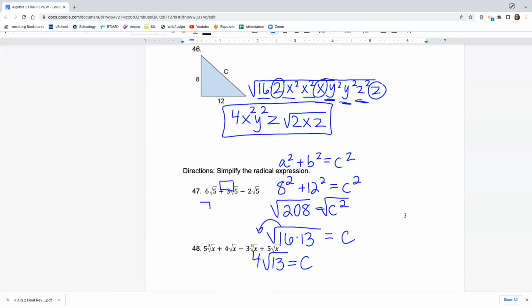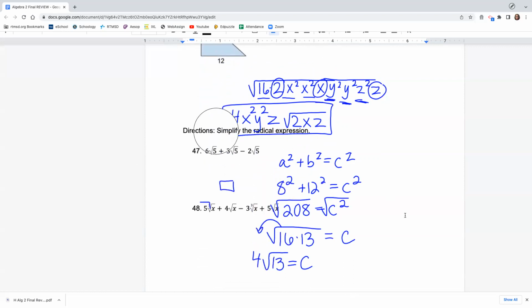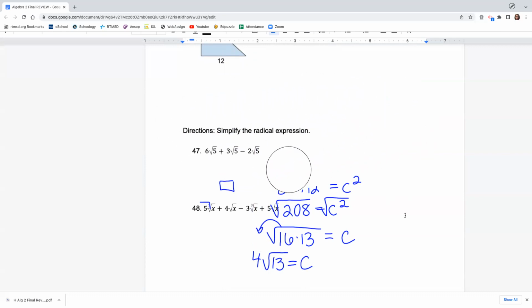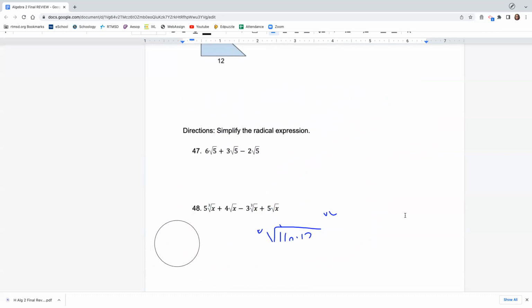All right, and last two on this page, 47 and 48, simplifying radical expressions. Radical expressions work like variables in that if you have the same exact variable, you can combine like terms. If you have the same exact radical, you can combine like terms. Square root of 5, square root of 5, square root of 5. They're all the same type of radical, same root, same radicand. So you add them all, subtract them all, whatever the case is. You add or subtract the coefficients. 6 plus 3 is 9, 9 minus 2 is 7. So this is 7 times the square root of 5, or 7 root 5.